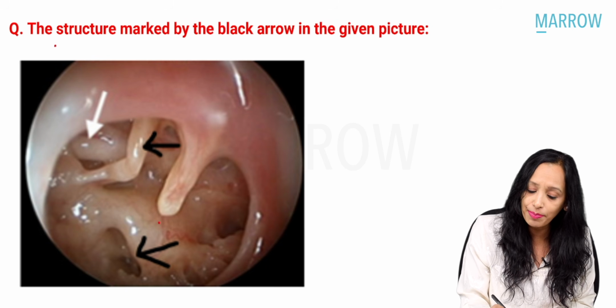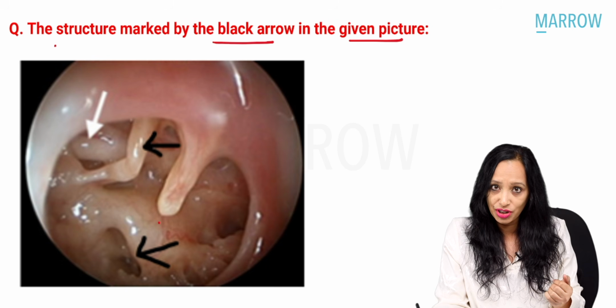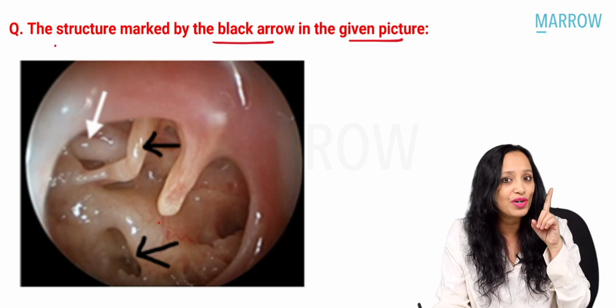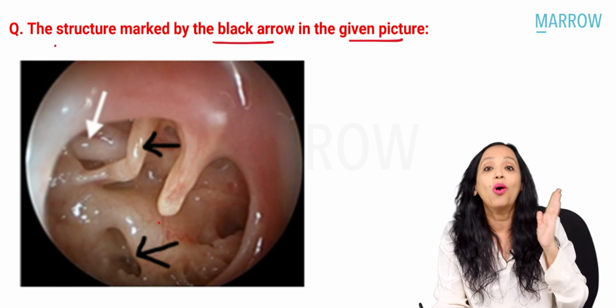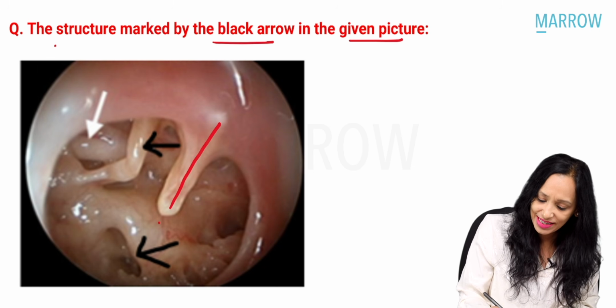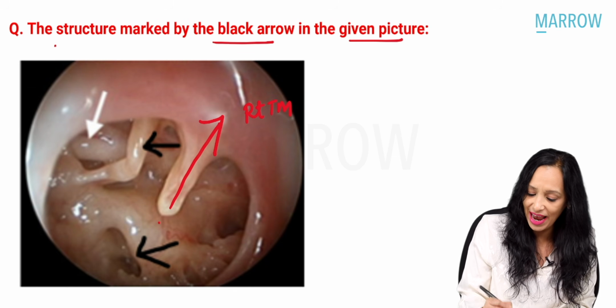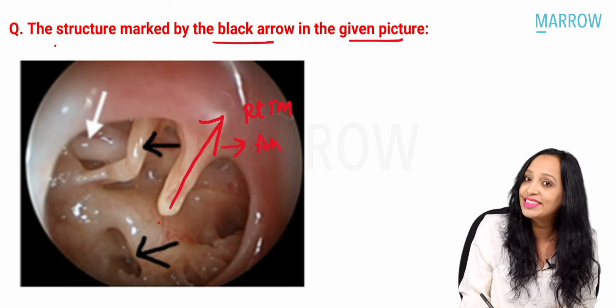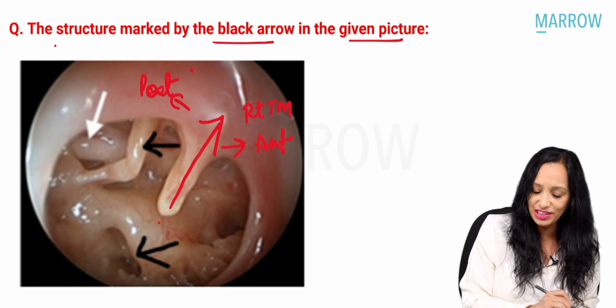The structure marked by the black arrow in the given picture. So we are seeing certain structures in the middle ear. The first thing we need to know is whether these structures are present in the anterior part or in the posterior part. So how do we do that? Yes, this is the handle of malleus, this is the right tympanic membrane, and this is the anterior part and this is the posterior part. Okay, so now what are these structures?